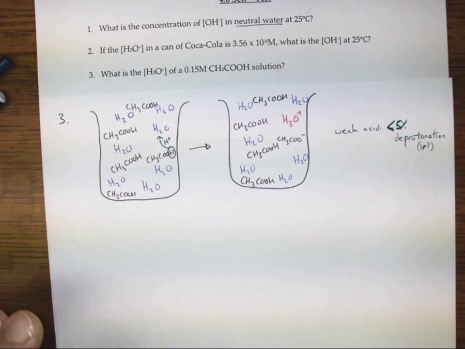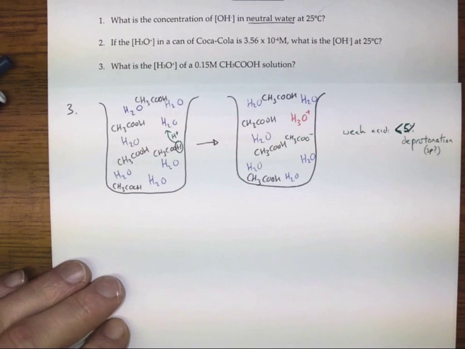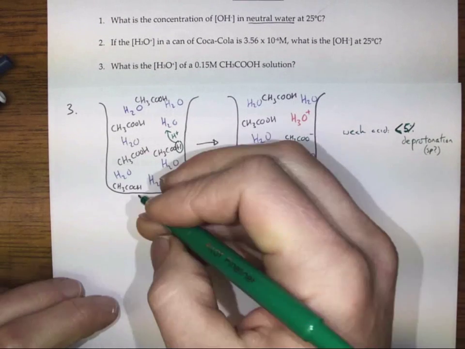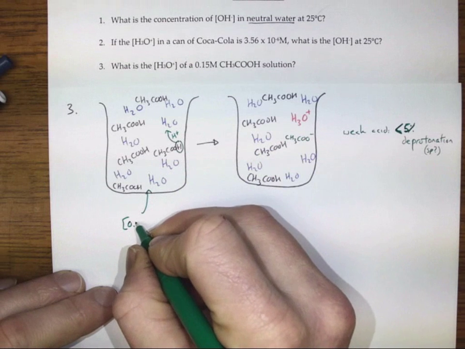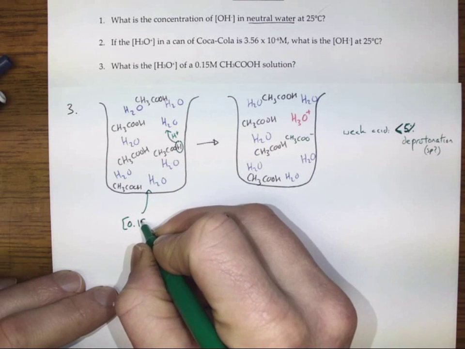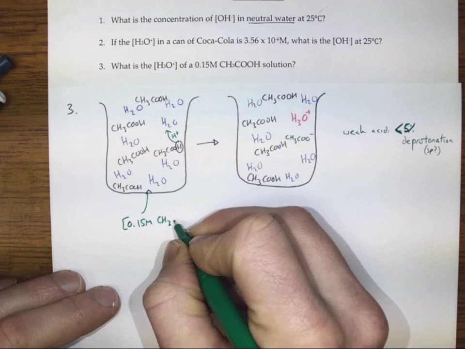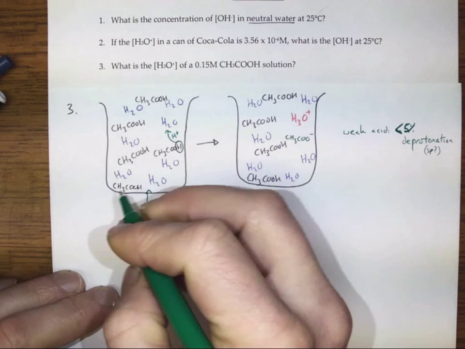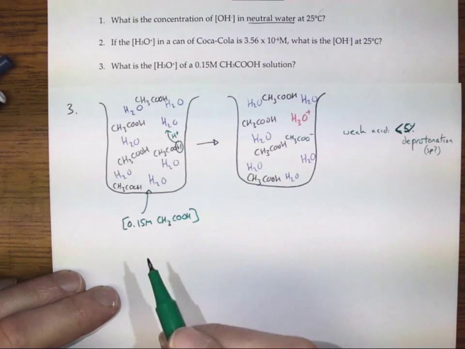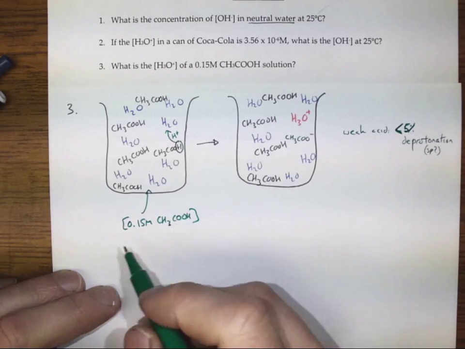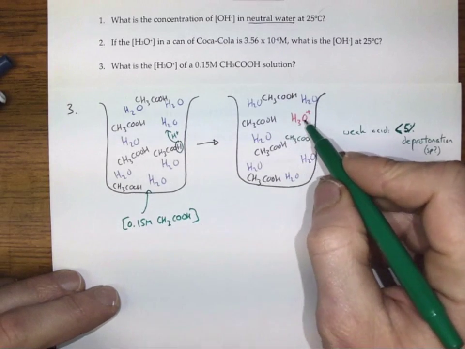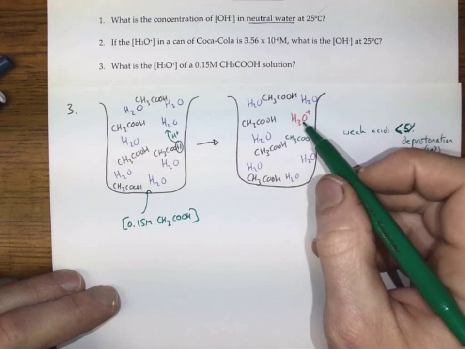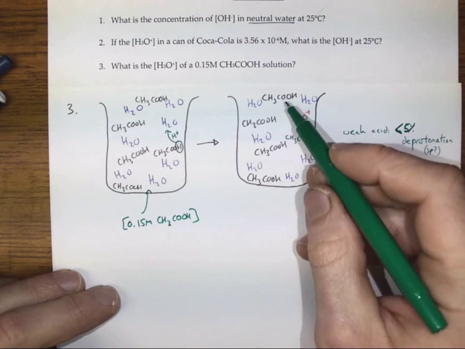All right, so now we have a picture of what's going on here. I know I have a concentration of 0.15 molar CH3COOH. That means if there's a liter in here, there's 0.15 moles of acetic acid, or like you can think about it originally. And then at equilibrium, you have some number of these guys and some number of those guys, but mostly acetic acids.